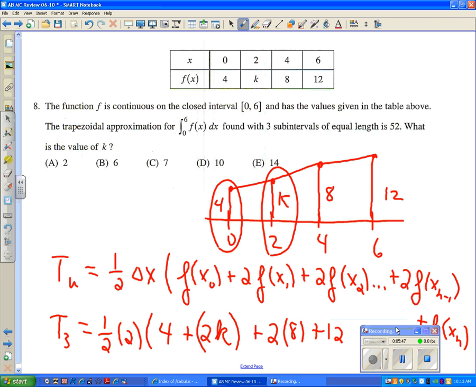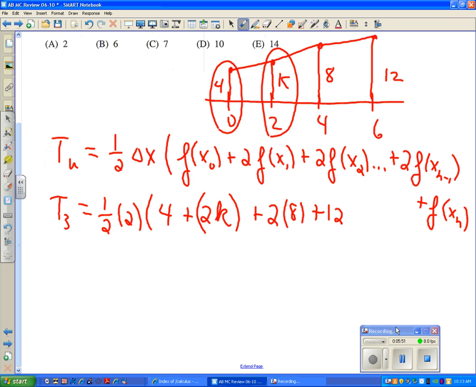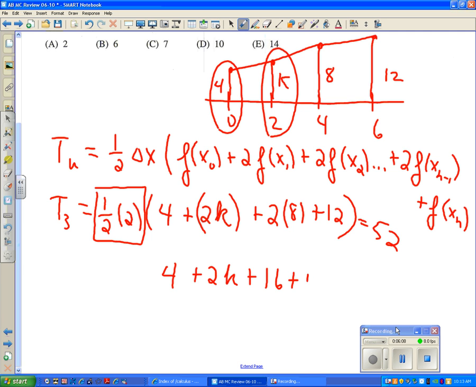And the problem says that all that is supposed to equal 52. So let me extend slightly and say, well, that's supposed to be 52. So remember this nice development in the beginning. This nice development in the beginning would make that 1. So we have 4 plus 2k plus 16 plus 12 equals 52.